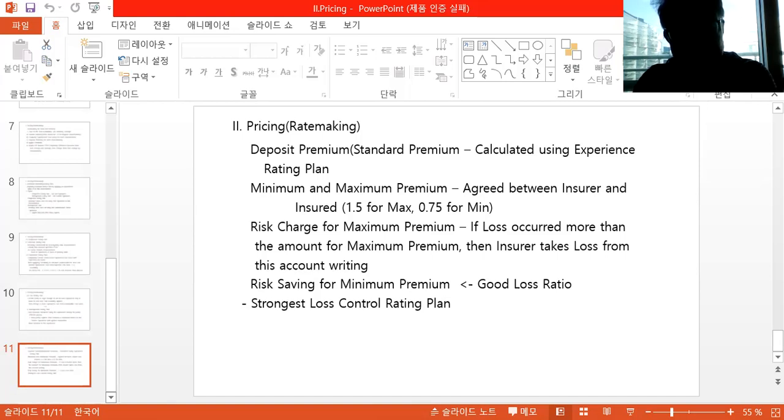This is like the strongest loss control rating plan because the loss experience is going to directly impact the current premium. Typically the insured pays extra attention to loss prevention activities. Many times in the US they use this type of retrospective rating plan for workers' comp business.